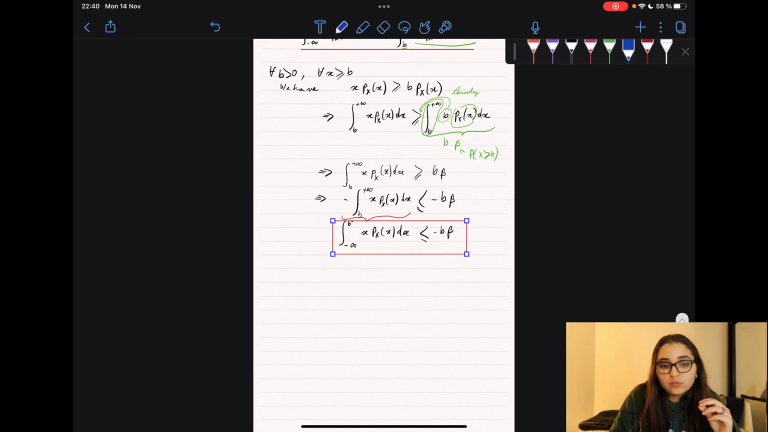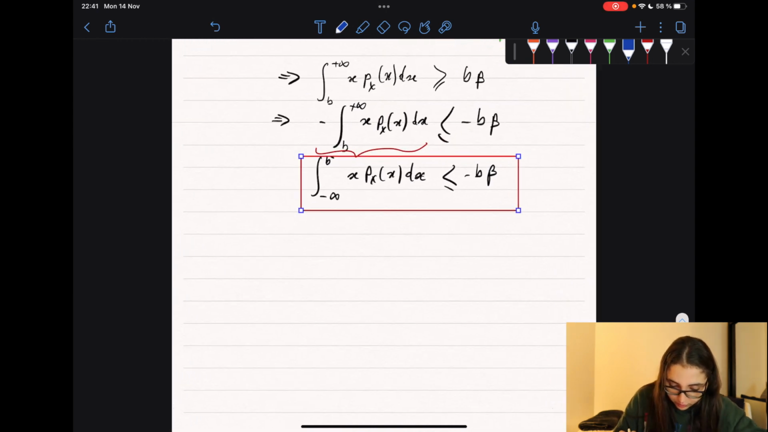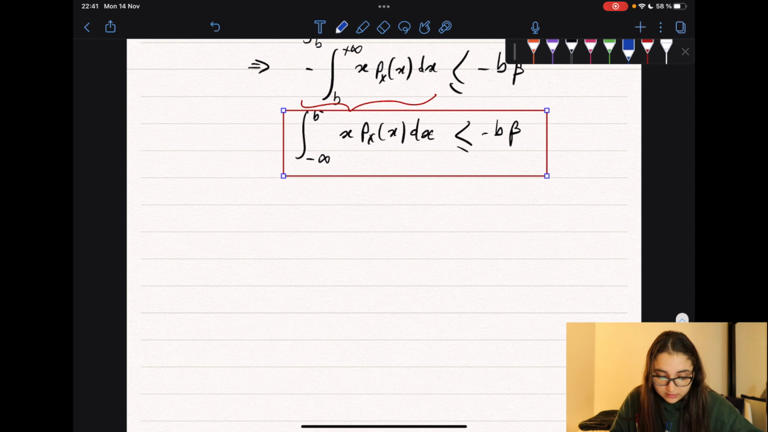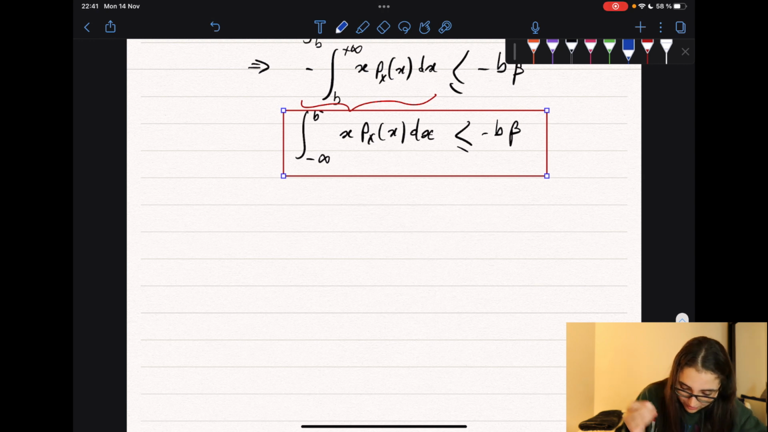And now what we're going to do is define a new function which is called py, and we're going to prove that it's actually also a probability density function. This will give you some insight into what it means to be a probability density function and how you can prove it. So let's just write down what this probability density function looks like.